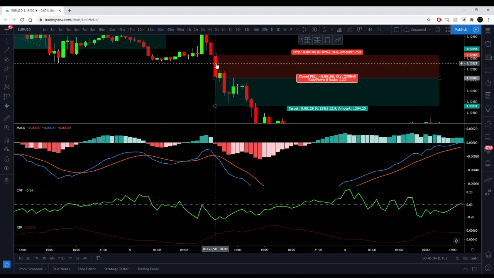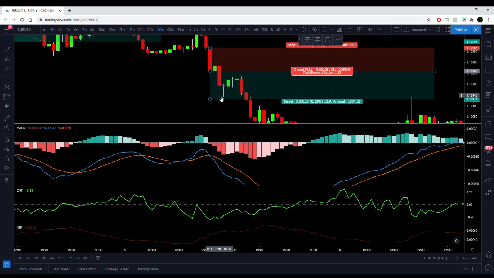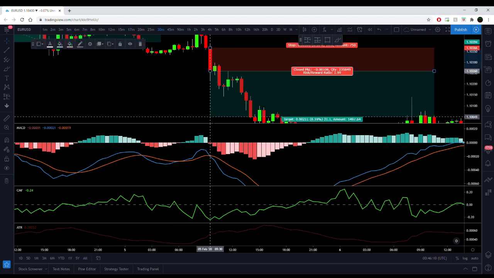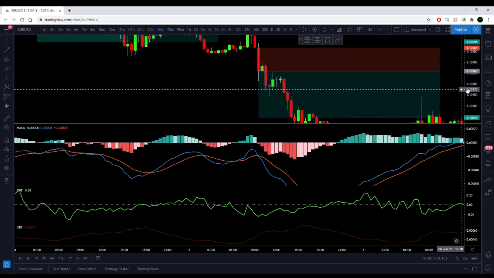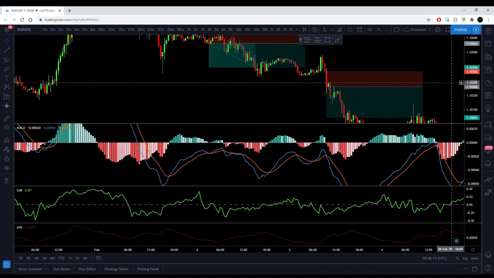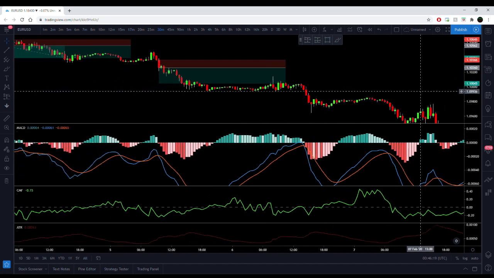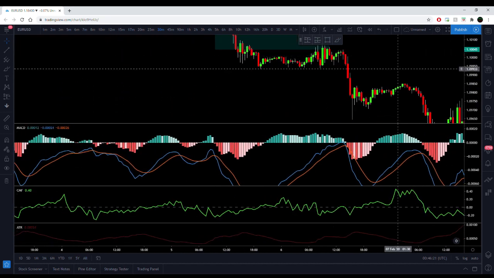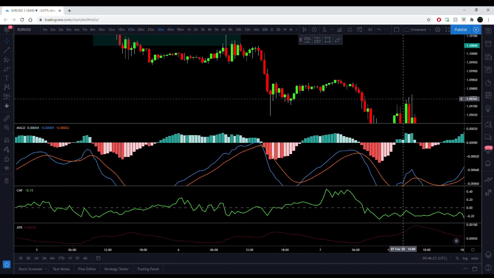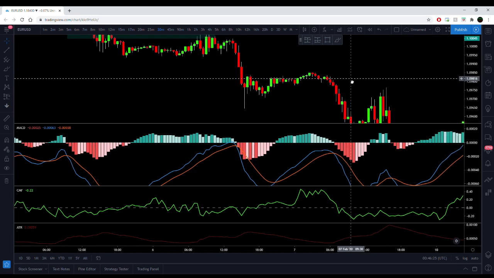2 times ATR value for that, so 10.6 pips on that, and 2 times your risk for the profit target. So this is the strategy. You're going to continue to take these sell signals and follow this trend. So that's why I'm calling it a trend continuation strategy.